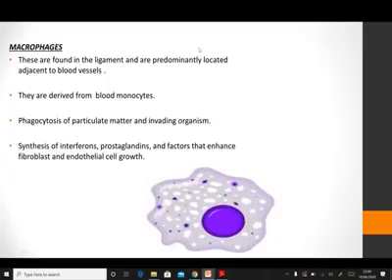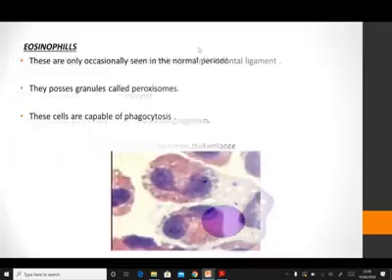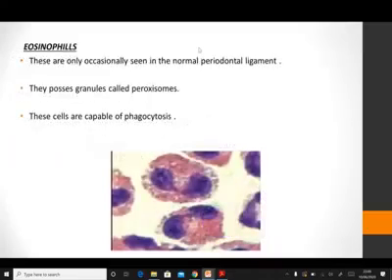So that is how these macrophages are defending or are proved to be defensive for the periodontal ligament that they are found in. The third type of defensive cells present within the periodontal ligament are the eosinophils. These eosinophils are occasionally seen in the normal healthy periodontal ligament, unlike the macrophages and the mast cells which are more common. They increase in number in case of inflammations within the PDL. However, the eosinophils are present in a normal periodontal ligament.